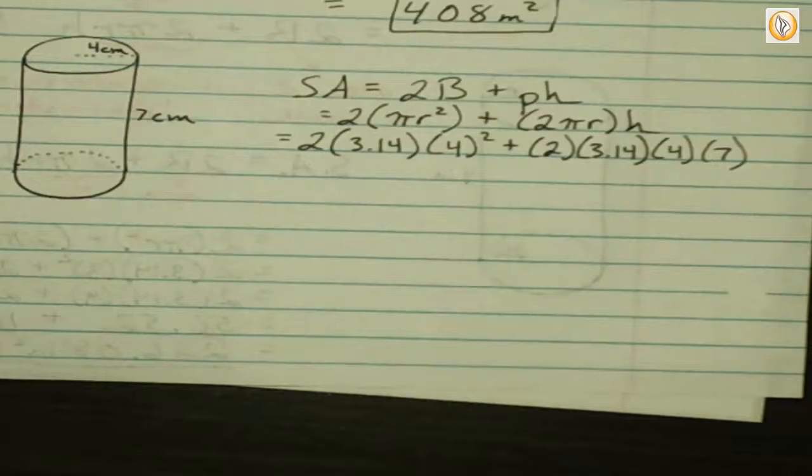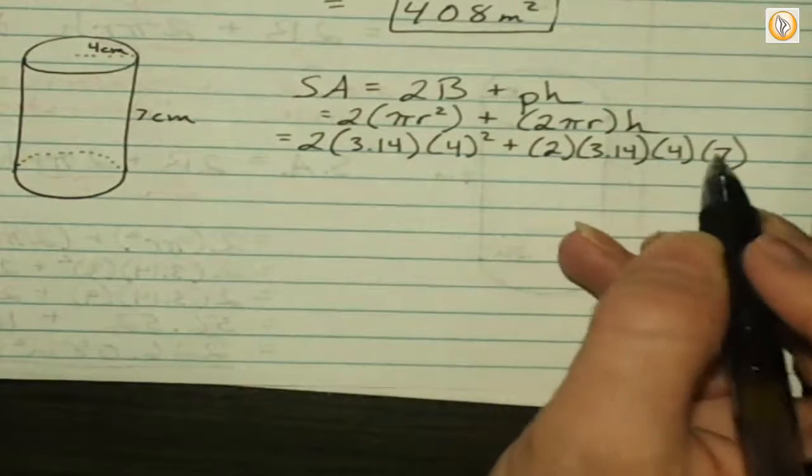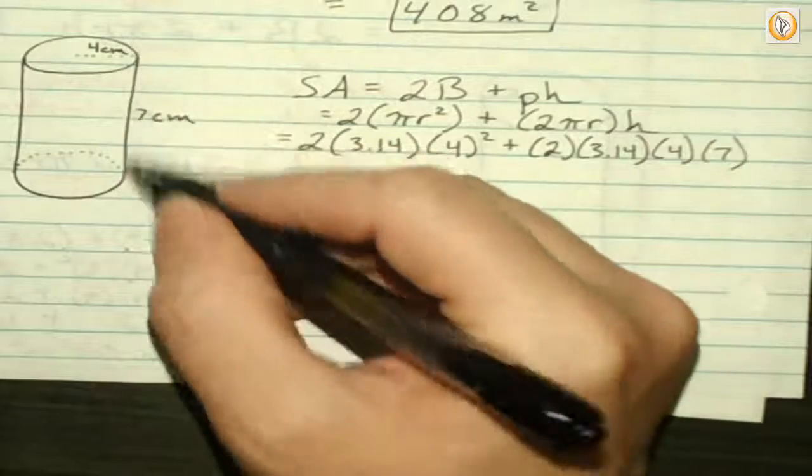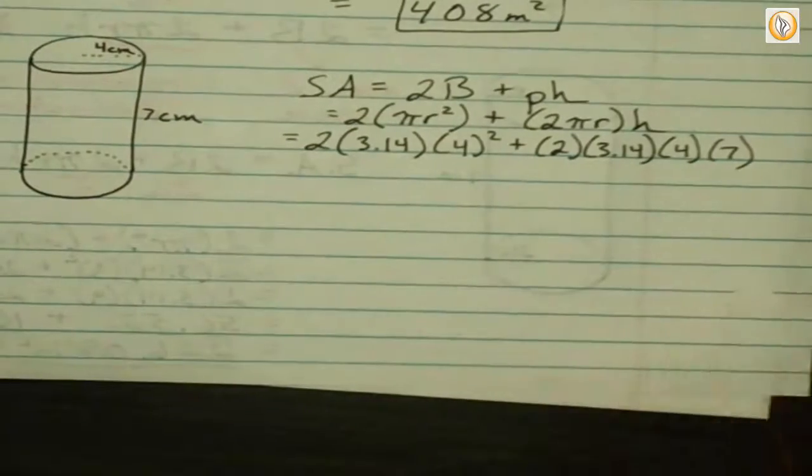Yeah, 2, and then there's pi, and then there's the radius. Do you know what the height is? Yes. Do you see that 7? Because it's this whole figure. Cecilia, do you see that? All right, here we go.